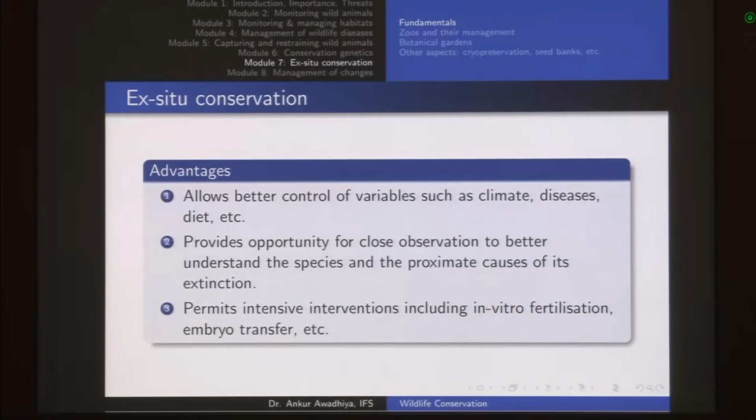It permits more intensive interventions including modern technologies such as in vitro fertilization, or in simpler terms the creation of a test tube baby, embryo transfer and so on. Because you have a smaller facility, more animals and more control, you can do a more intense observation and also a more intense management intervention.